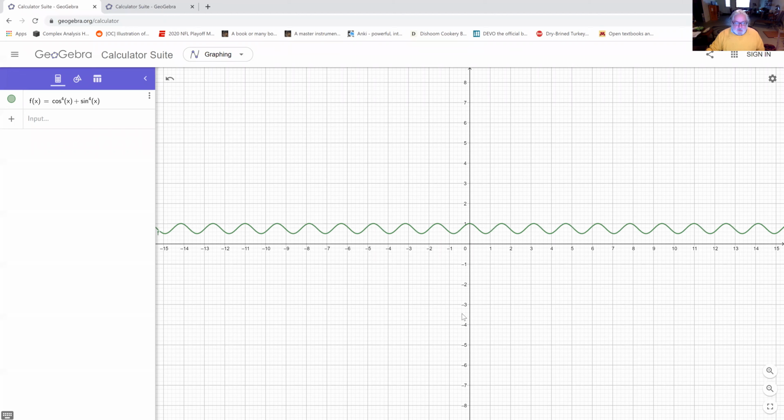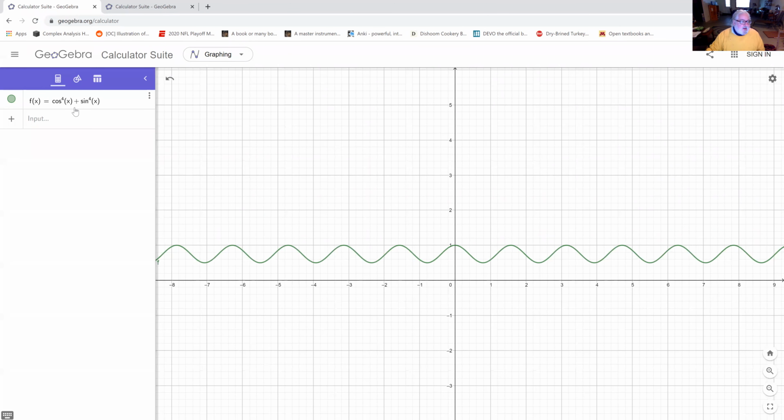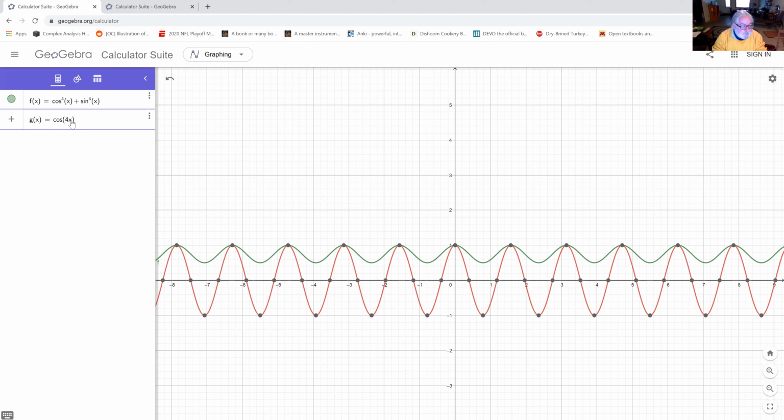So here's GeoGebra. We'll zoom in a little bit. This is the graph of cosine 4x plus sine 4x. That's that function. The other function that we had was g of x equal to, is this equal to cosine of 4x? Great. So the green function is cosine 4x plus sine 4x. The red function is cosine 4x. These are different functions, right? They have different graphs. In fact, they only meet at whatever this point is, right? So they meet at those points. So these two functions are not equal to each other because they have different graphs.